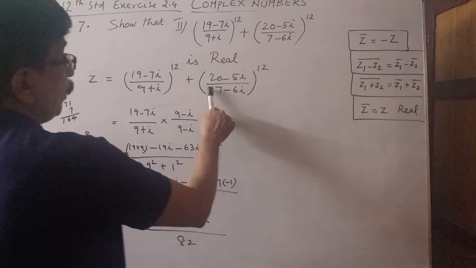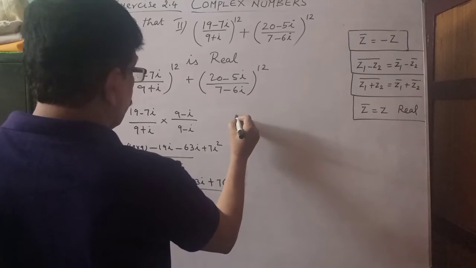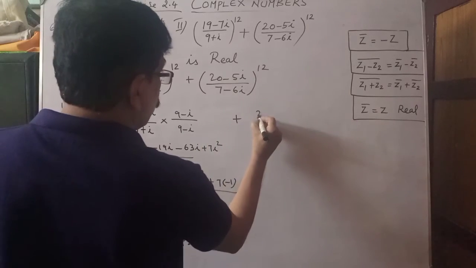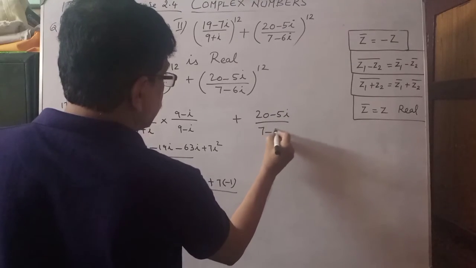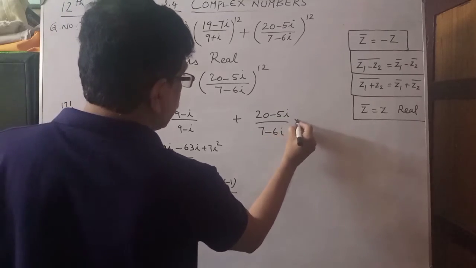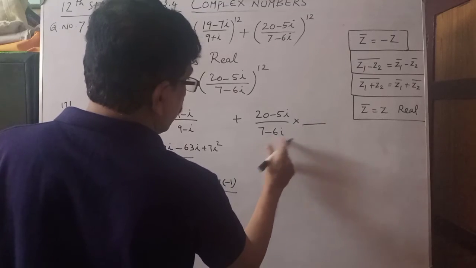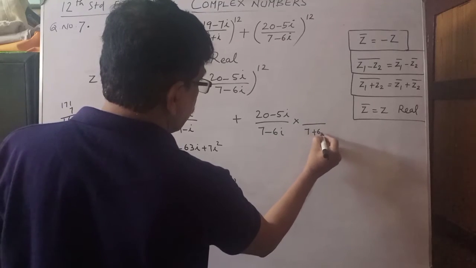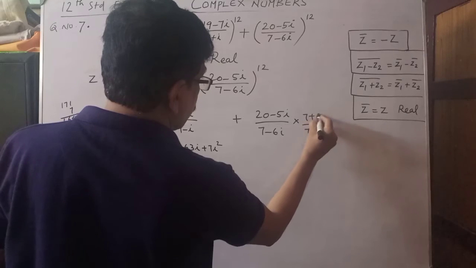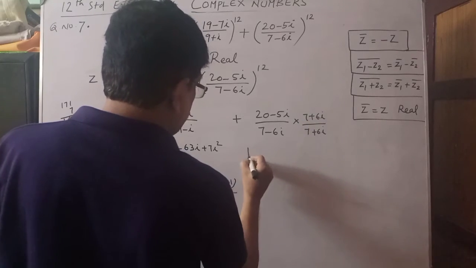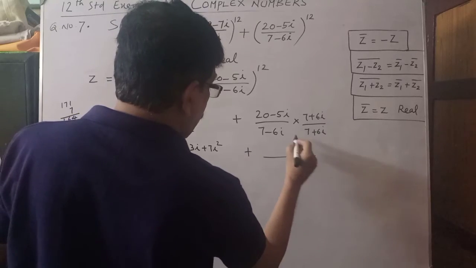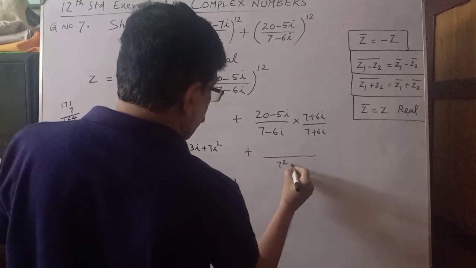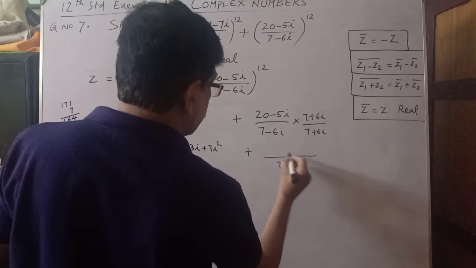Next we simplify the second term, plus (20 − 5i)/(7 − 6i). We take the conjugate of this term. The conjugate of 7 − 6i is 7 + 6i. Multiply and divide by 7 + 6i. Now we can write the denominator in x² + y² form: 7² plus 6².